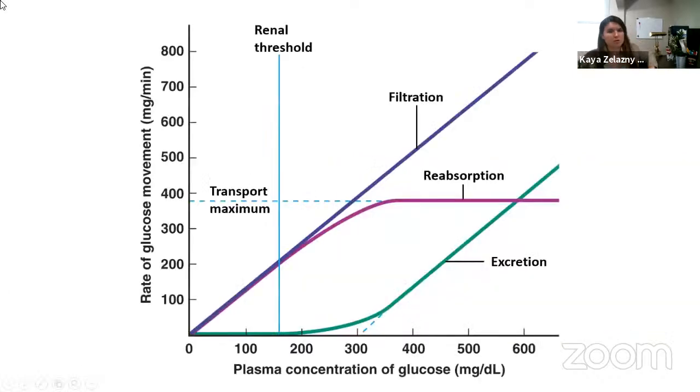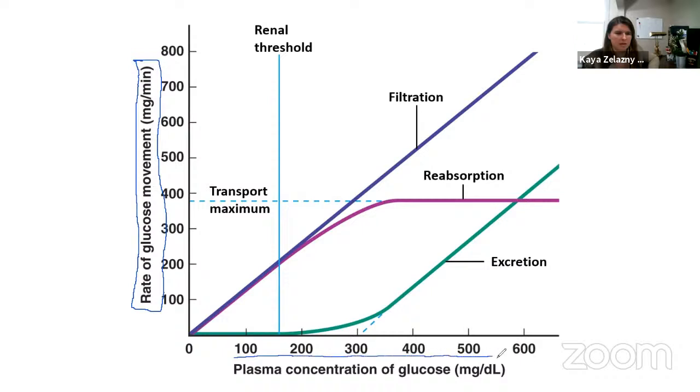We could also graph some of our relationships here when we're thinking about glucose. So what we see here on the y-axis is our rate of glucose movement, right? So basically our filtered load of glucose, how much glucose is getting into the nephron, and our plasma concentration of glucose.